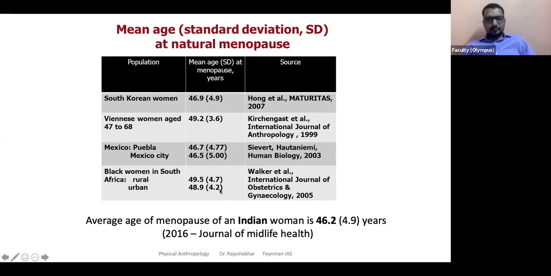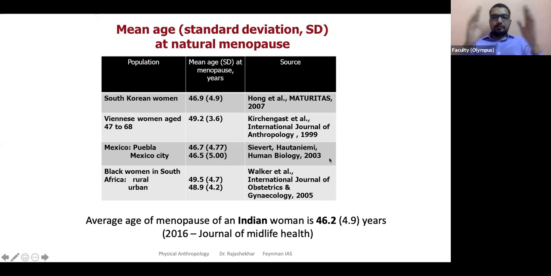So on average, the lowest you see is 46 and the highest you notice is 48 to 49, of course, not considering the standard deviation. Standard deviation indicates that 49 plus 4 means 53 years. An average menopause for Indian women is seen to be happening at 46.2. So much earlier, much lower than this, plus or minus 5, approximately 45 to 50 years of age, or 40 to 50 years of age, as per 2016 data.